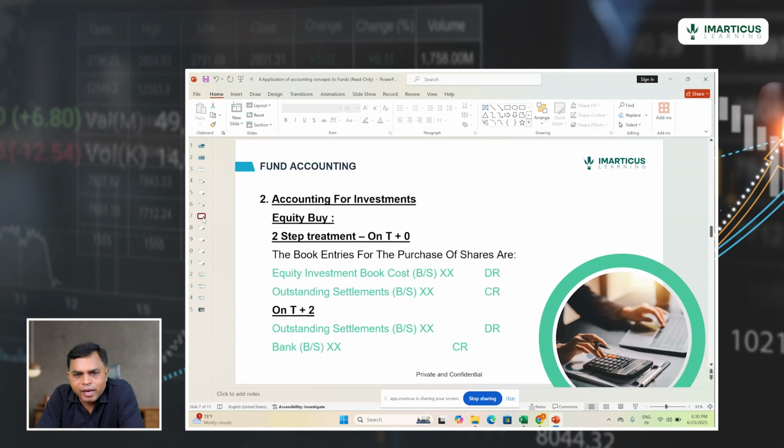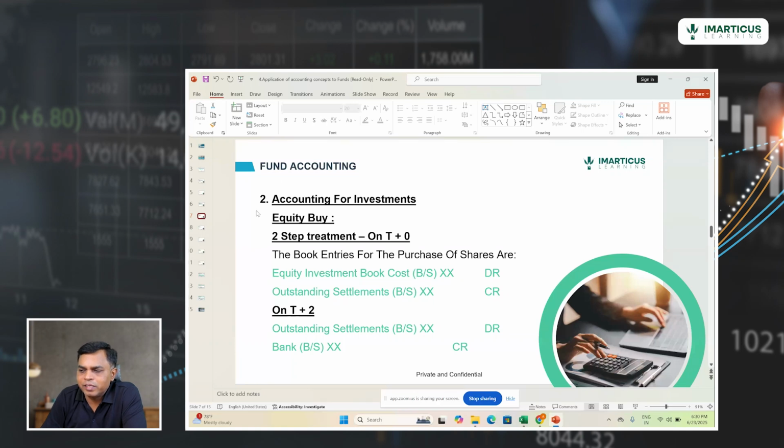Now let's look at how the entries are done for the accounting of investments. Very similar to subscriptions, the accounting for investments is also done in two stages. Now you might have learned about trade date and settlement date. Trade date is where the firm or fund books the trade, and settlement date is where the trade is settled. On the day of trade booking, the first entry is passed and the second entry is passed on the settlement date. You pass the entry on trade date to recognize the transaction, and once it's settled you pass the second. So you are doing a two-stage accounting here.